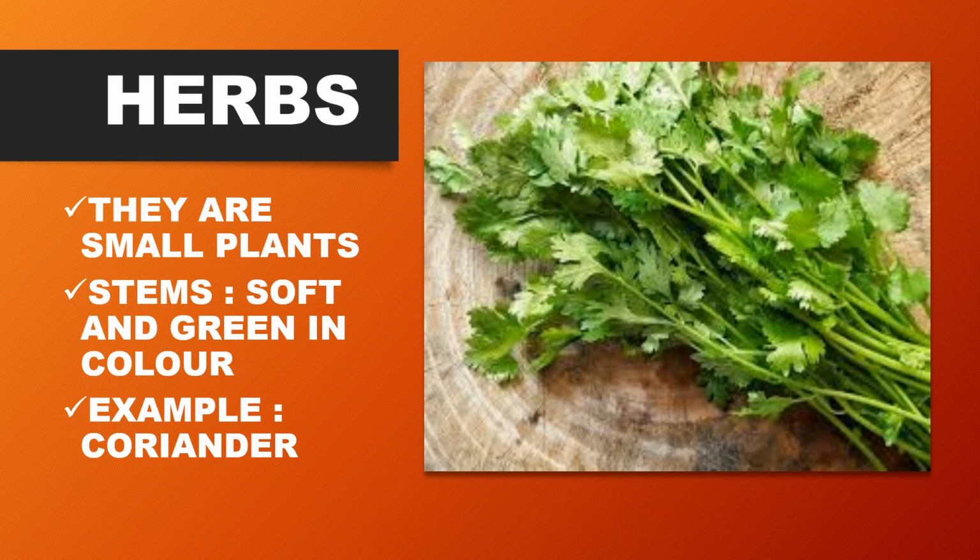Okay children, can you see the picture? This is the picture of a coriander. Coriander means dhania, which your parents also use at home. And can you see the stem? It is soft. If you touch the coriander, the stem is soft and its color is green. So today only, go into your kitchen and check how the coriander looks. It looks green in color, the stem, and the stem is soft.